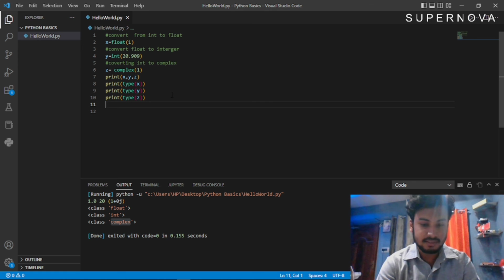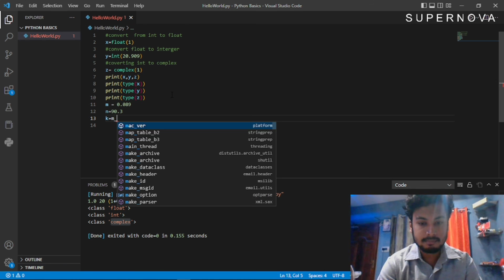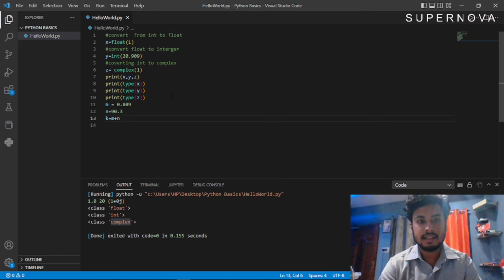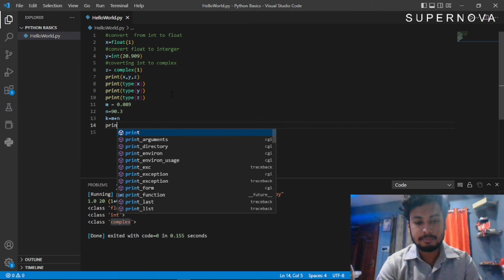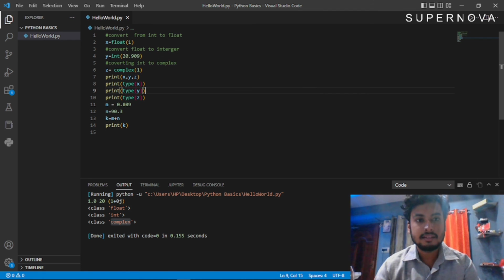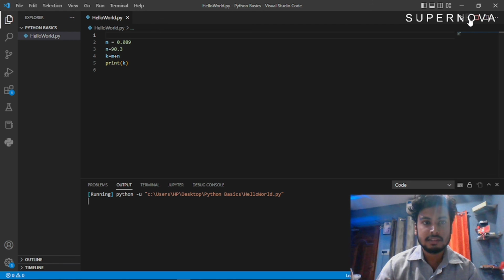Now one more thing, let me write this one first. M equals 0.089, n equals 90.3, and k equals m plus n. So m plus n, and enter, print k. Clear? I think it's clear. Let's remove this one. Run it. No, clear output. Run it.